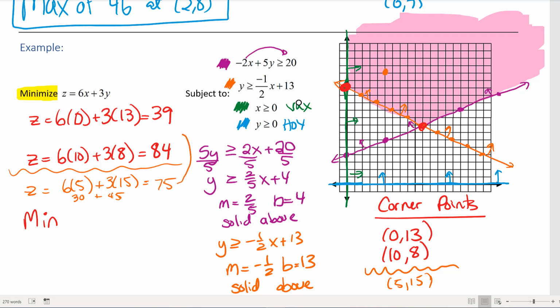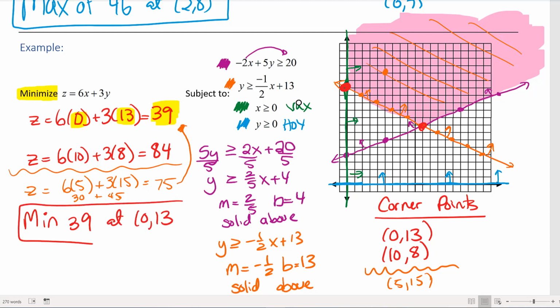75. Notice 75 is bigger than the 39, and so I'm not getting smaller at all. In fact, when I keep going out this way, I'm going to get bigger and bigger and bigger. So do I have a min? Yes, I do. I have a min at 39. It occurs at the point 0, 13. This 75 tells me that things are going to start getting bigger here, not smaller. So I have a min. The min is 39. It occurs at the point 0, 13.